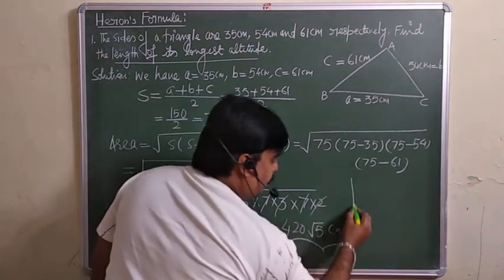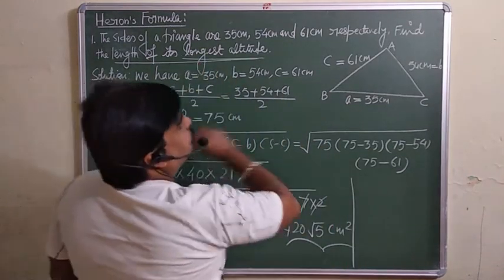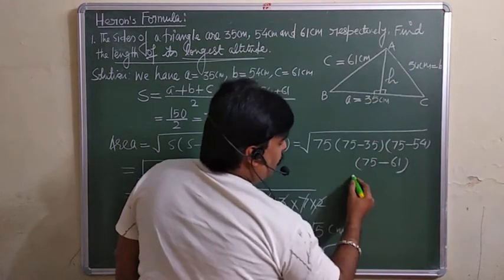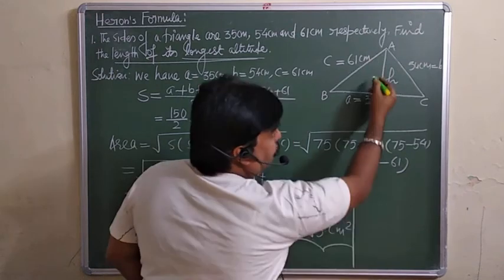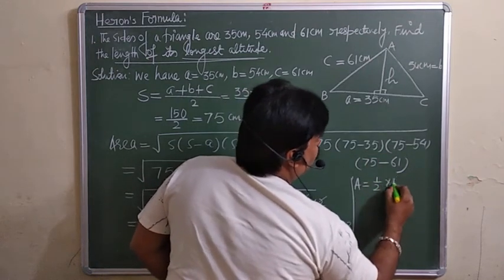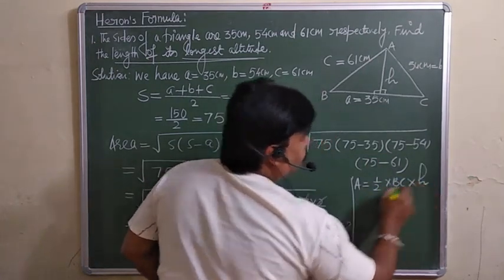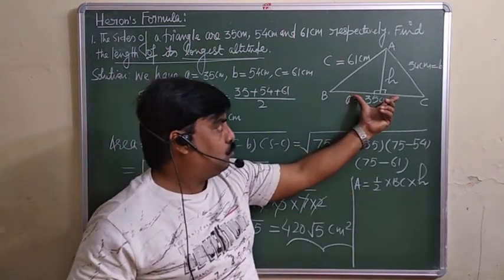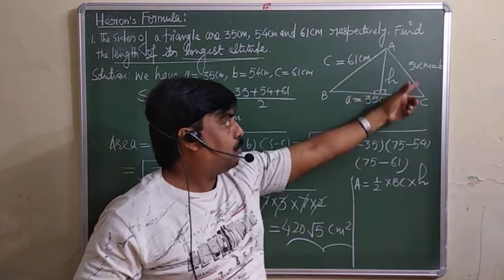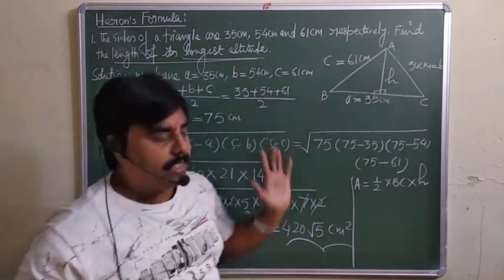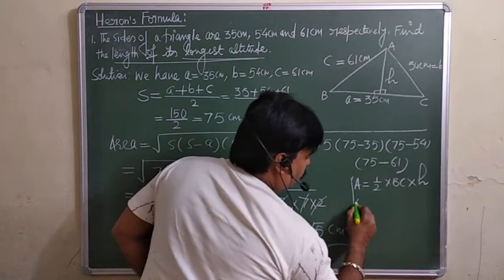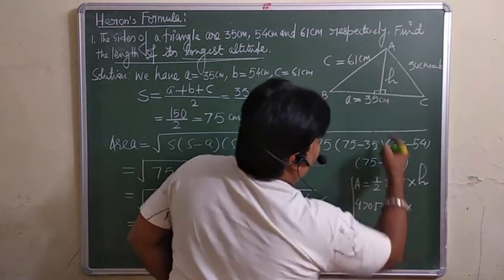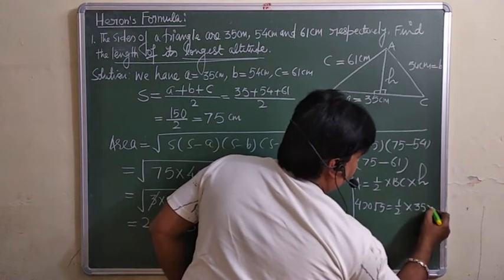But to find the longest altitude, we will draw the perpendicular H on the smallest side. So the area of this triangle, using the general formula, is 1 over 2 into base BC into H. This is the general formula, because you are taking this as base and this as altitude. By Heron's formula, the area of this triangle will remain the same. So 420 root 5 is equal to 1 by 2 into BC, which is 35, into H.